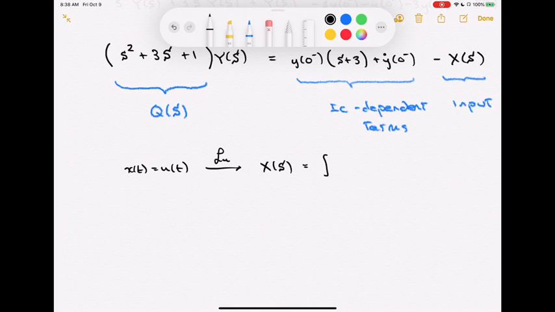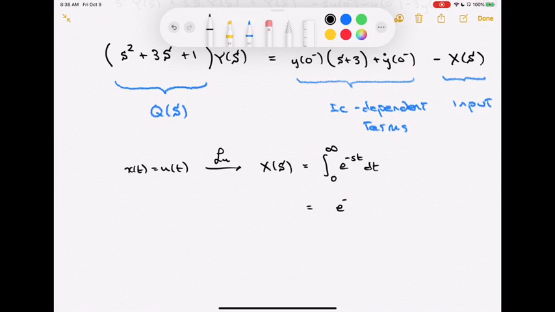So I'm going to get my x of s as being an integral of my x of t. X of t is just 1 between 0 and infinity, so I'm going to get limits here going from 0 to infinity. And then I'm going to get 1 times, well, that exponential that's part of that Laplace transform definition, so e to the minus st dt, something along those lines. Go ahead and do that calculus in there.